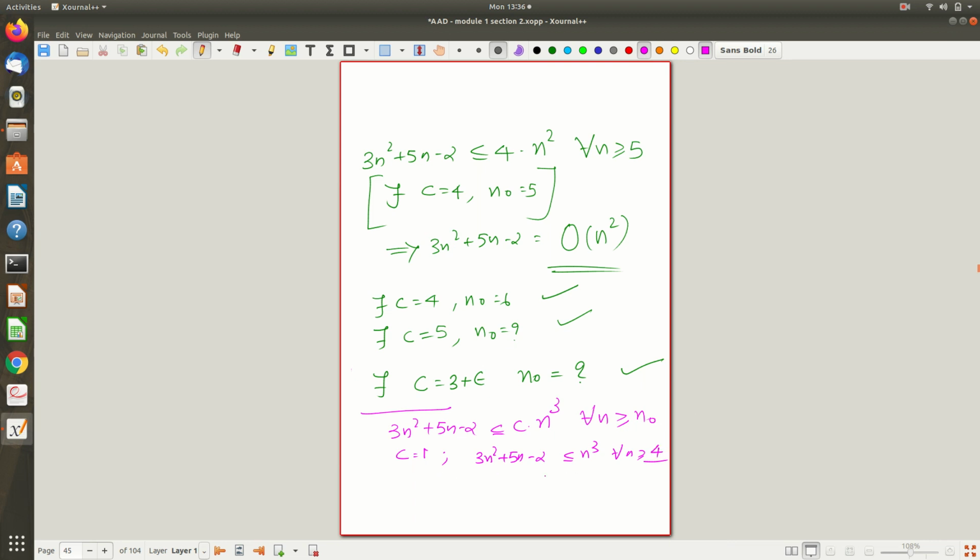Because here I will get 3 into 4 square, 16, 48, plus 5 into 4, 20, minus 2, and this is 68. Okay, fine, it's not going to work. Anyway, I may make some mistake. I just want you to understand the process. So can you try with n0 is equal to 5, just like the previous case.